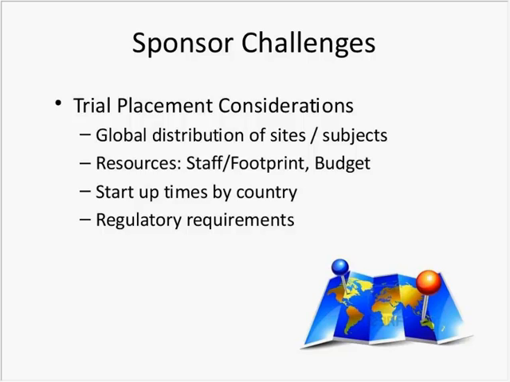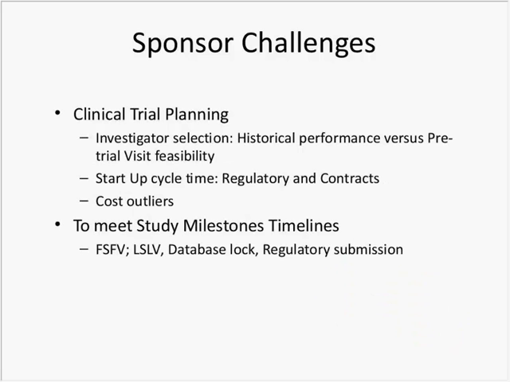And then regulatory requirements. Again, various countries have various regulation. So we have our ICH, but then we have individual regulatory bodies that we also have to be concerned with. The clinical trial planning, investigator selection, that is one of the most important pieces of this. So we want to look at historical performance versus pretrial visit feasibility. So you do have probably feasibility questionnaires, and we will address that a little bit later, or you do have some sort of method by which you screen your prospective investigator sites.